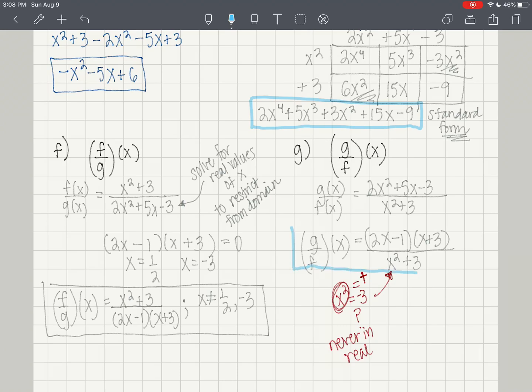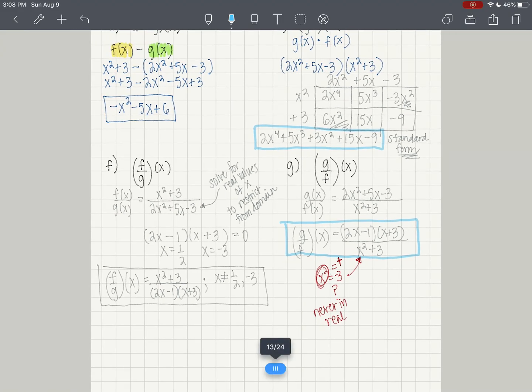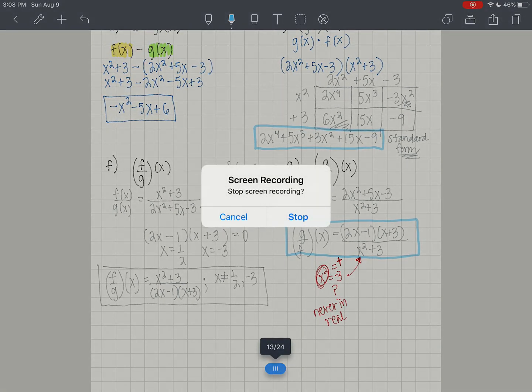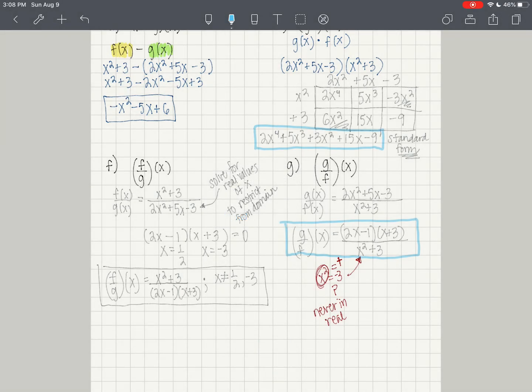That's probably one of the most important things you can try to remember: you can never have imaginary numbers, not at the level of math that we're talking about. We never have imaginary numbers when we're talking about functions. So before I stop, that right there is our final answer with no restrictions. I'm even going to write that: no restrictions.